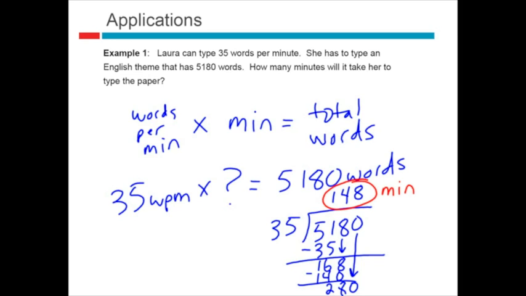And then we can check our work to see if this seems reasonable. If Laura types 35 words per minute, and she is typing for 148 minutes, how many total words will she type? Well, we would just multiply: 35 words per minute times 148. And if you do this calculation out, you will get 5,180. You can do that calculation out on your own. I ran out of space on my paper, so I didn't do out the multiplication.